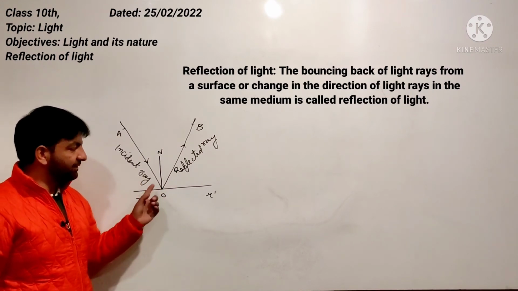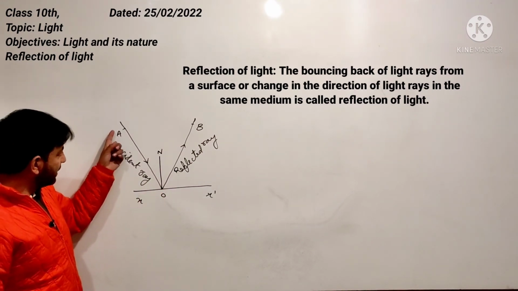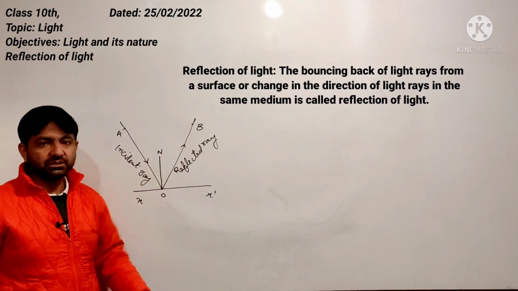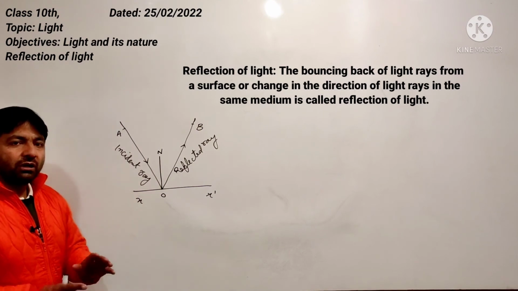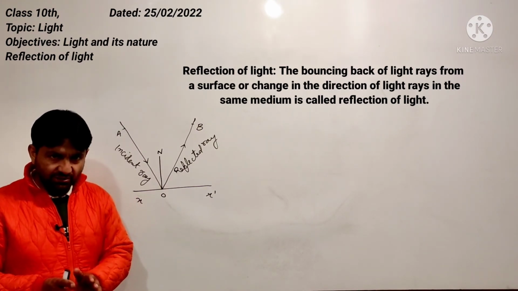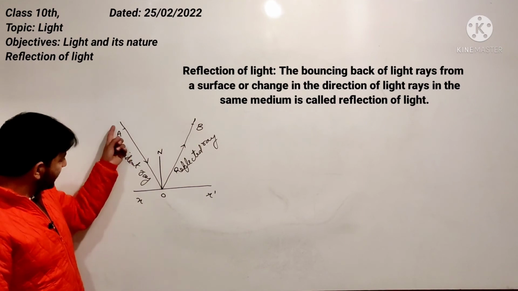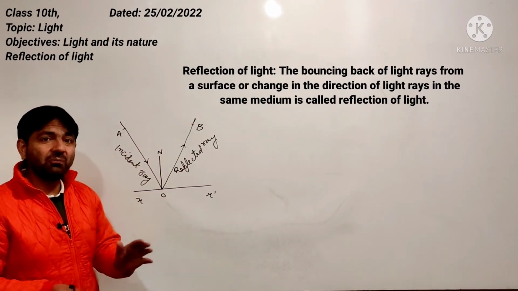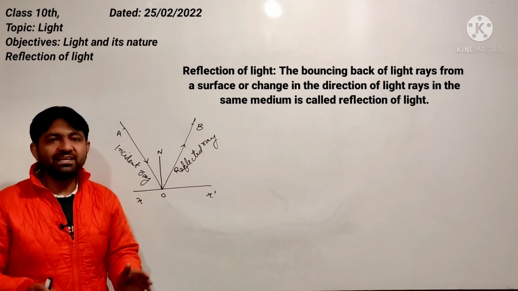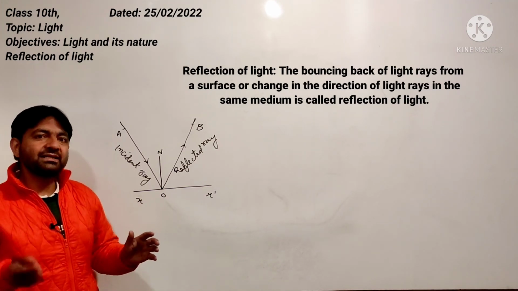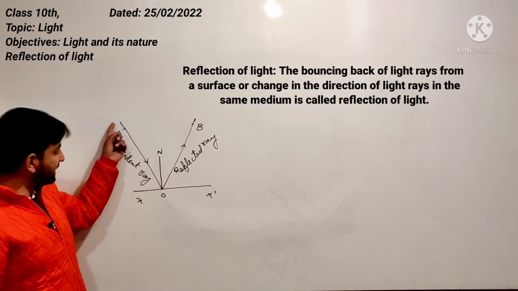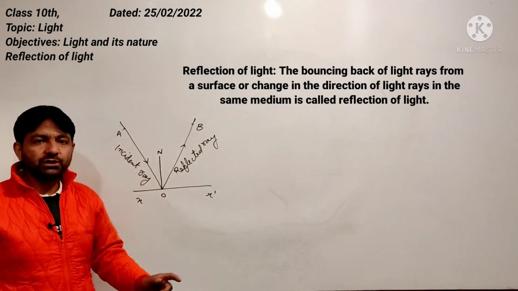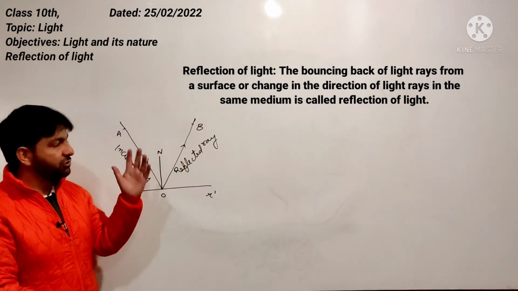Now this is the case of reflection of light. The light ray comes along AO and then after reflection it goes along OB in this direction. So this is reflection of light. Bouncing back of light rays from a surface is called a reflection of light. Or we can say the change in the direction of light ray in the same medium is called a reflection of light. Change in direction in the same medium means, suppose this light ray is in air and it goes again in the air. It does not change its medium, and this is called a reflection of light, as I have shown it.